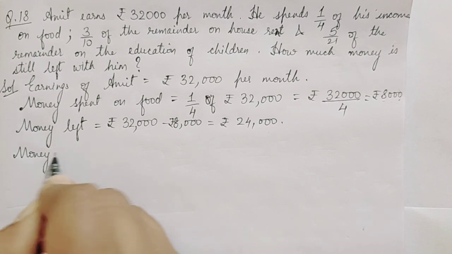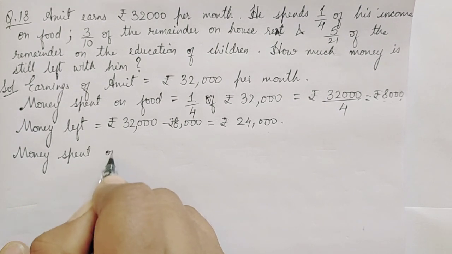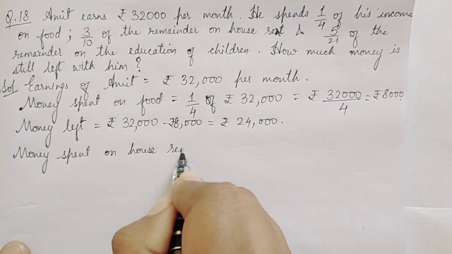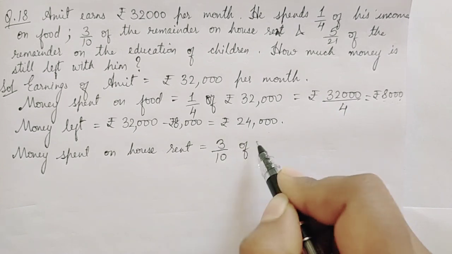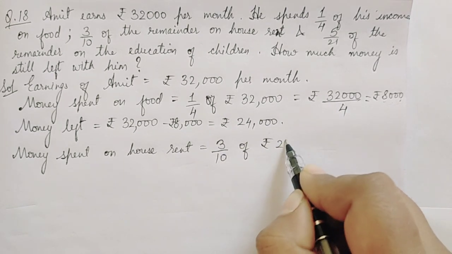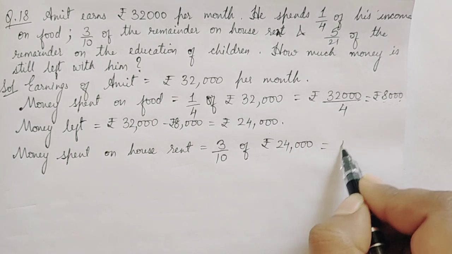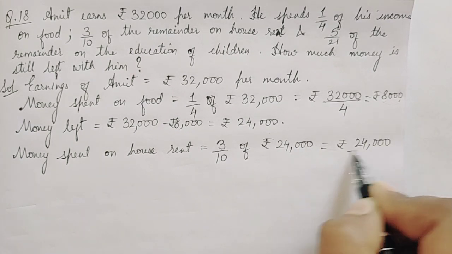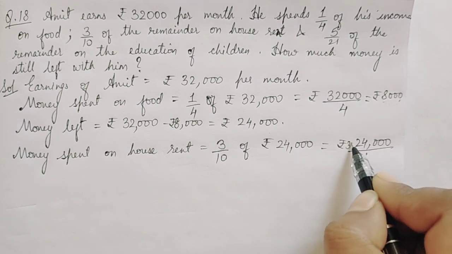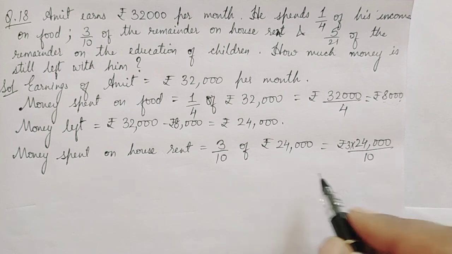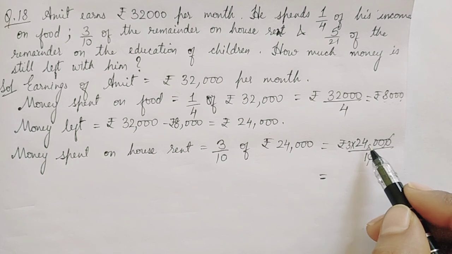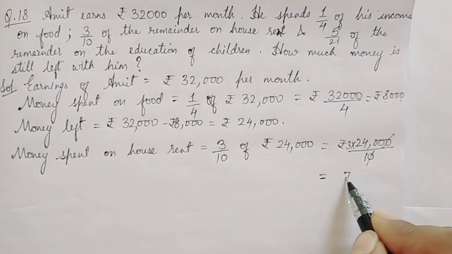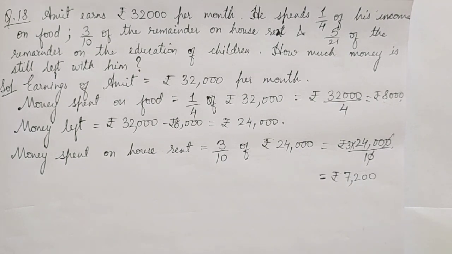So money spent on house rent is 3 by 10 of this remainder. Remainder is what? It is 24,000. So it is rupees 24,000 divided by 10 into 3. So the 10 will get cancelled, 3 4s are 12, carry 1, and this is 72, with 2 zeros. So it is rupees 7,200 is the money spent on rent.